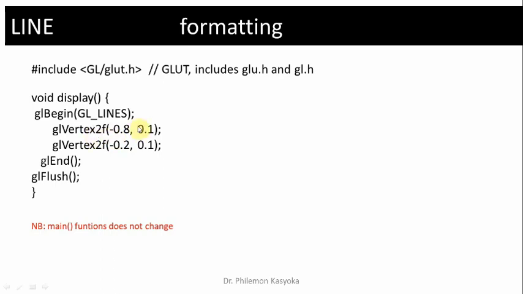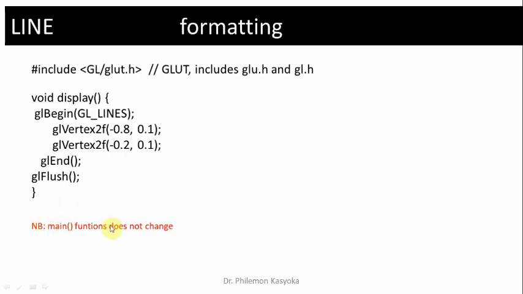So we have 2 points here. We have -0.8 and then 0.1, we have -0.2 and then 0.1. So these are 2 points. For you to be able to form a line, you need a connection from one point to another point. That's what forms a line. So working with one of these coordinates will not work. We need 2 to join them and form a line.